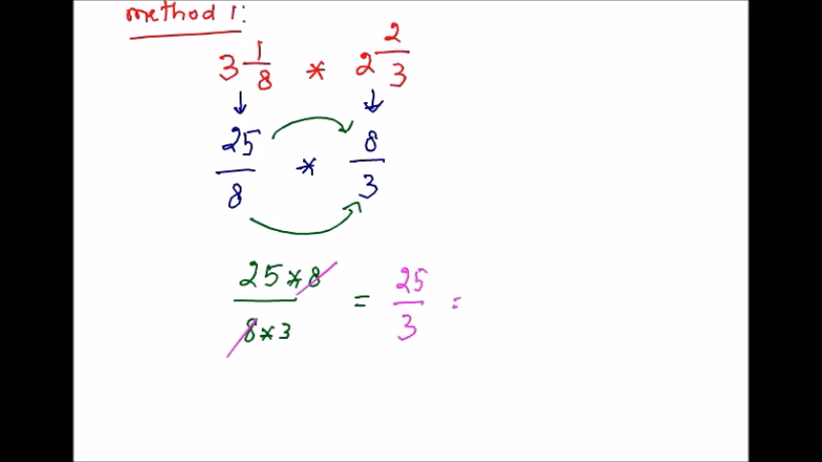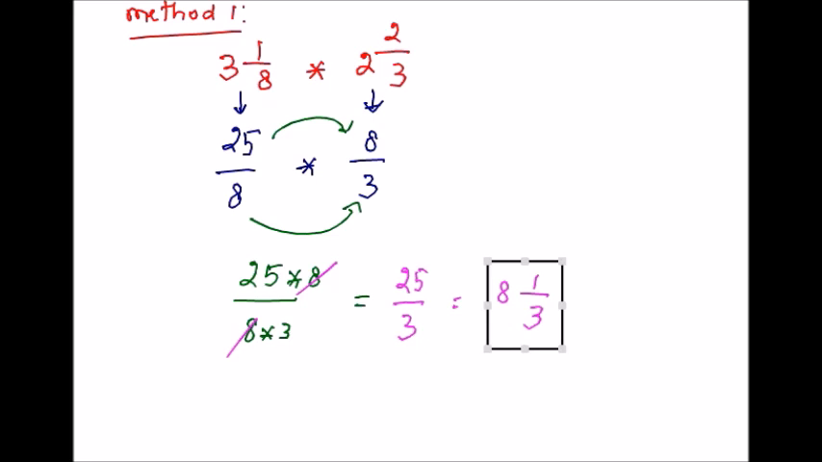Now let's rewrite the same thing into a mixed number. How many 3's are there in 25? 8 3's are 24. So the remainder would be 1. So 8 1 over 3. This is how we do mixed number multiplication in method 1. Please go through the steps and let me know in case you have any query. Hope you are clear with this method.